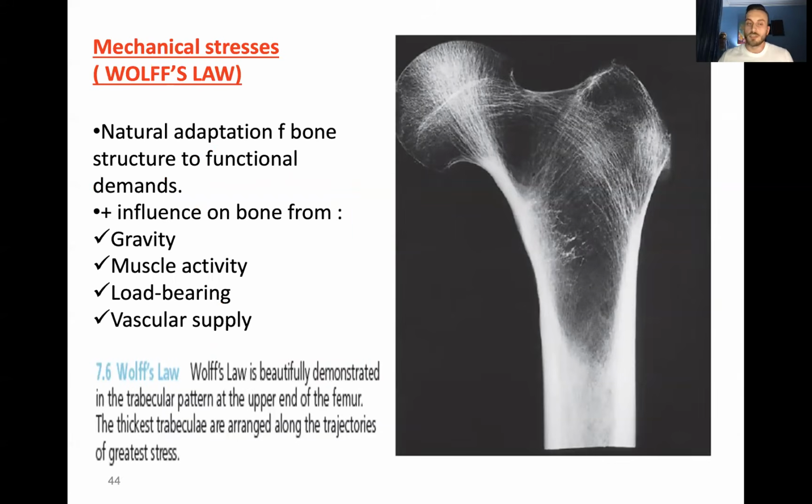Okay, mechanical stress. There is a law called Wolff's Law. Wolff's Law says where there is compression, there will be bone formation. If you can see here, this white line is the line along which your weight goes through the femur. It's called the mechanical axis. The mechanical axis is where your weight goes through the bone. So this area has the most compression in the femur. That's why in the X-ray here, you can see it's much more white, because there is a lot of bone formation.